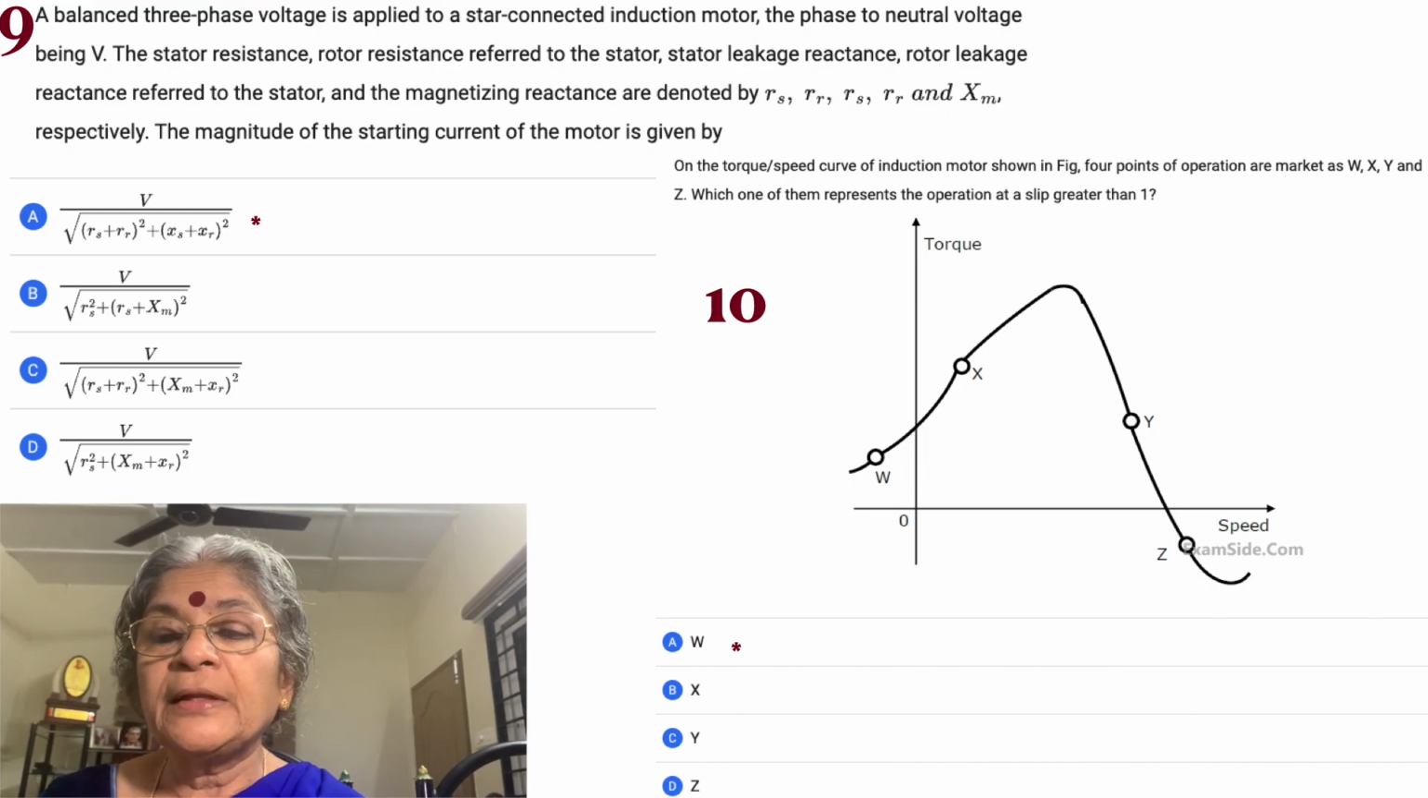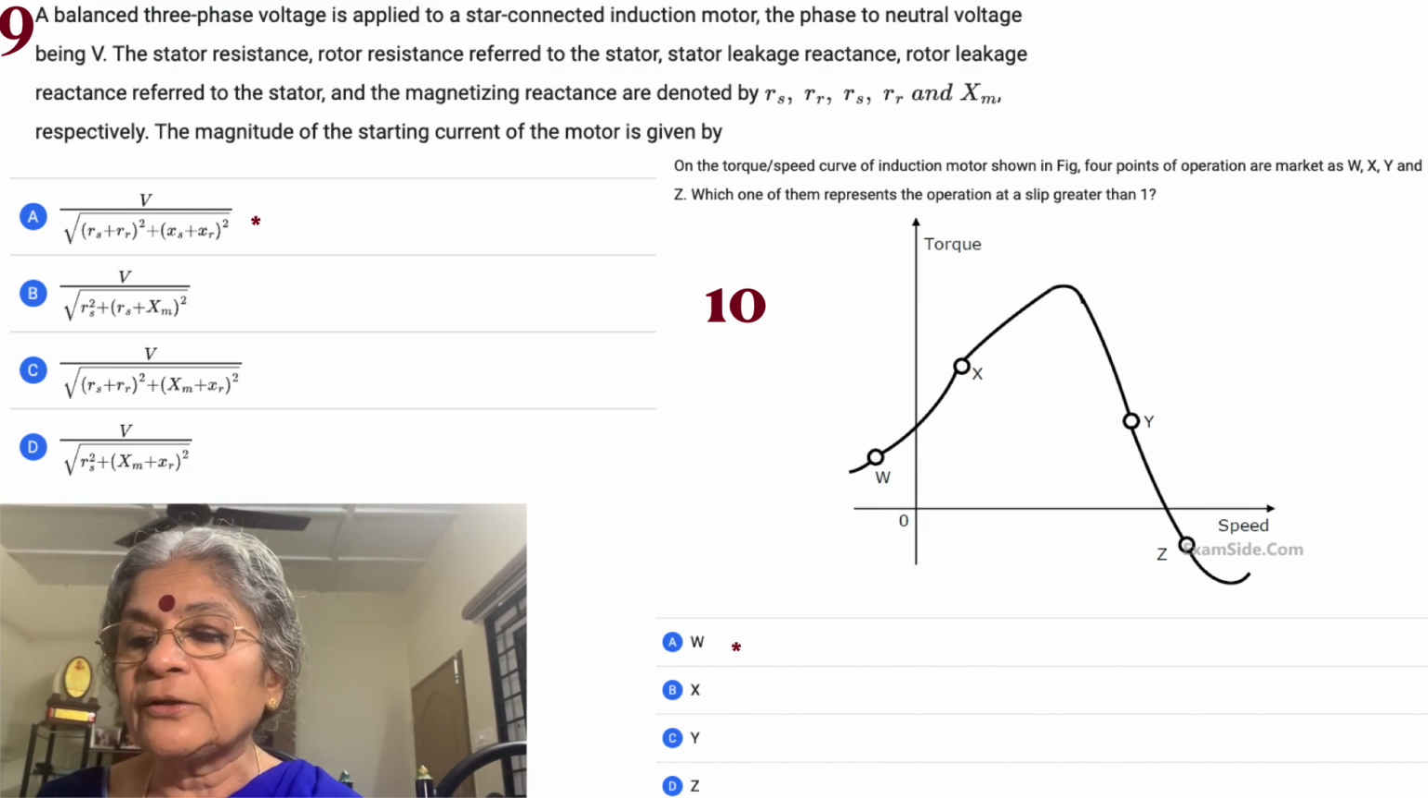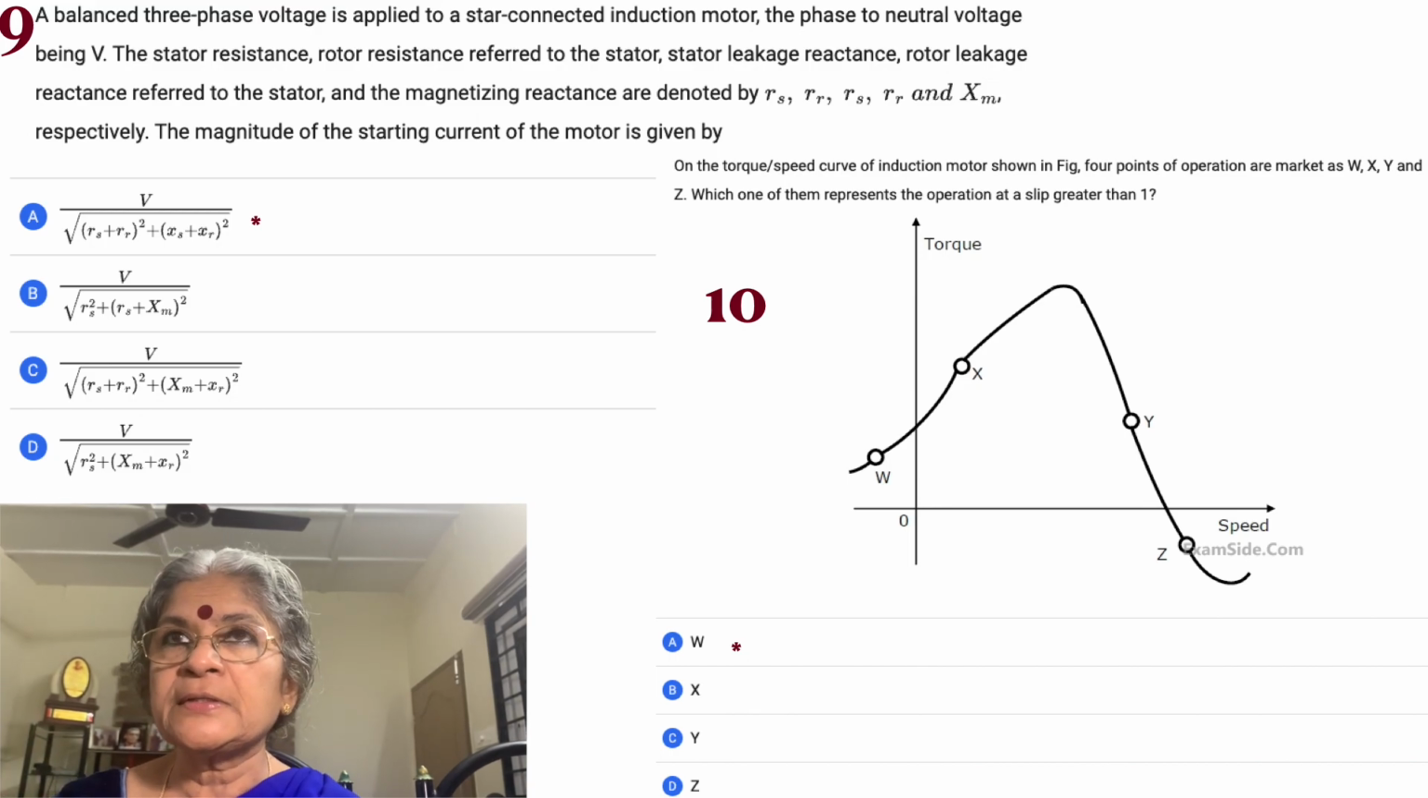The 10th question, we have a diagram. So what does the diagram tell us? The diagram tells us that it's like a torque slip characteristic or torque speed characteristic. And it says different zones. There is a negative speed zone, and we also have a negative torque. Negative torque means it is absorbing power.